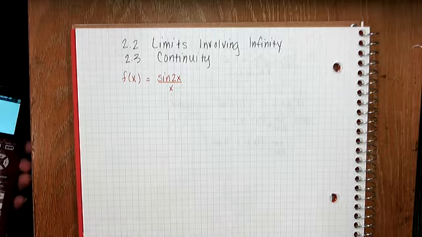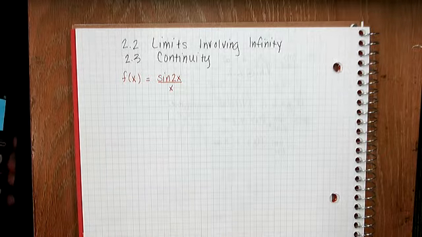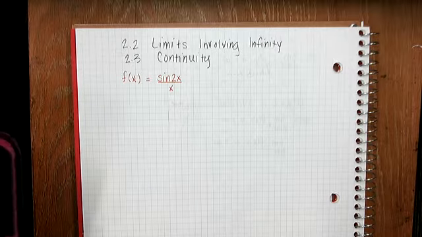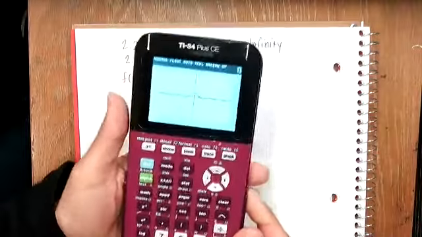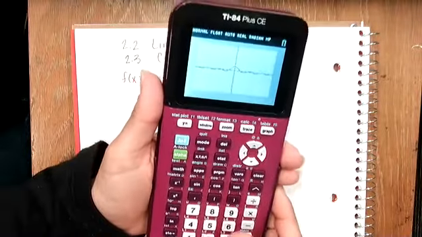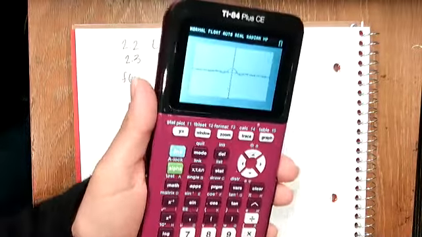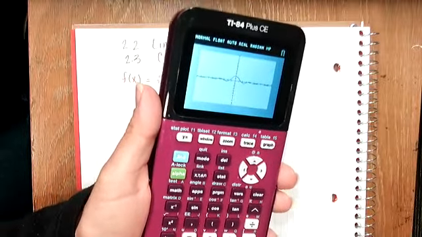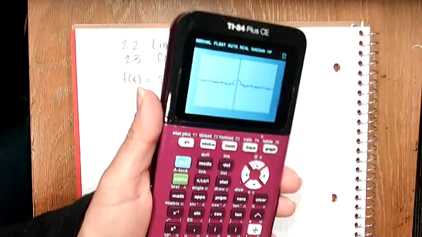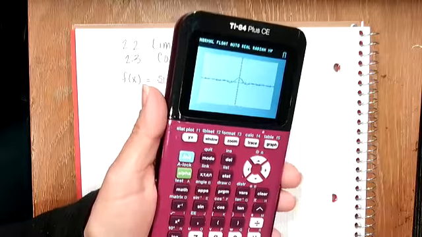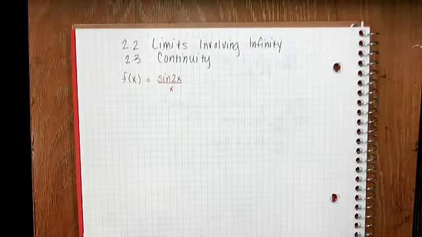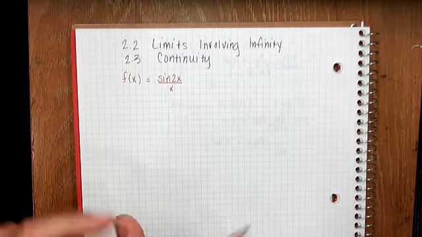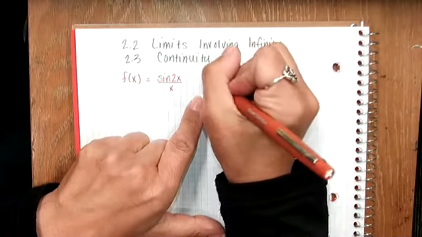Go ahead and plug in sine of 2x over x into your calculator. When you graph it, you should get something like this. It looks very similar to sine of x over x. So if I ask you the limit as x approaches 0, the exact value is undefined. The f of 0 is undefined.